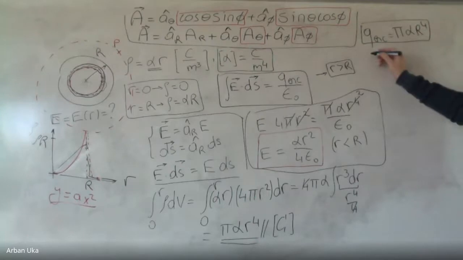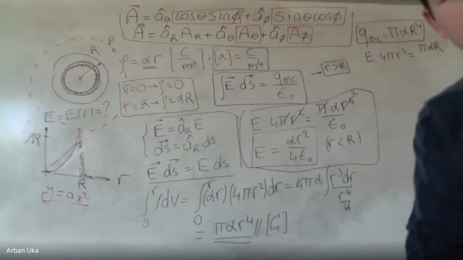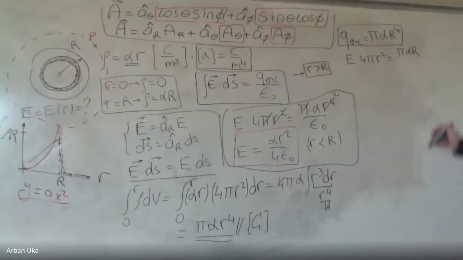So now here we get that E times 4 pi r squared is equal to pi alpha R to the power 4. Let me check how much you can see on the board. I think you do see all of it.